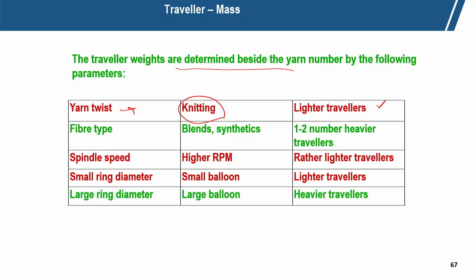For blend or synthetic fiber we use a traveller one to two numbers heavier. For high spindle speed, a lighter traveller is used; for a smaller ring, a lighter traveller is used, and for a larger ring, a heavier one. Larger balloon size also needs a heavier traveller. So, these are the simple guidelines on how to use the travellers.